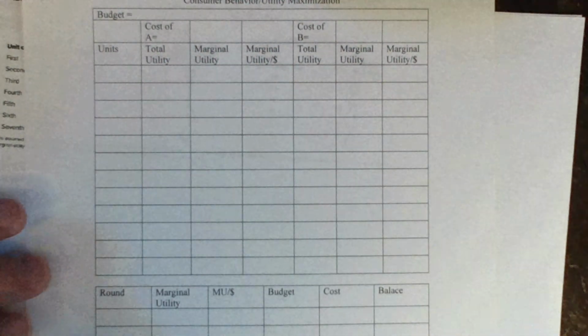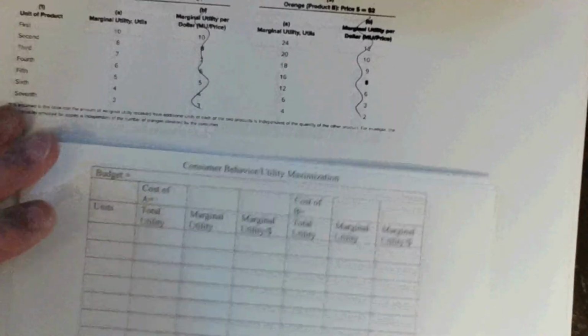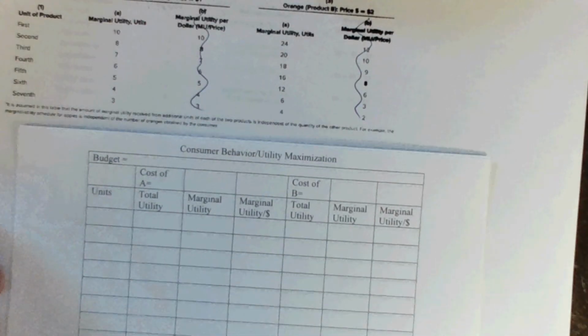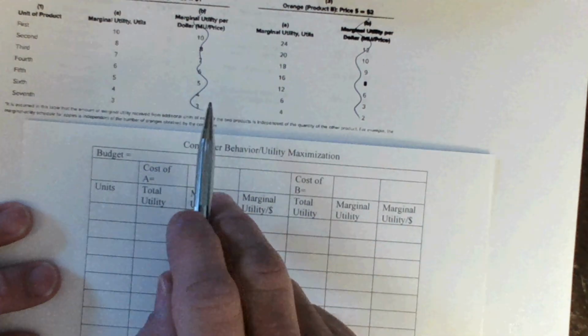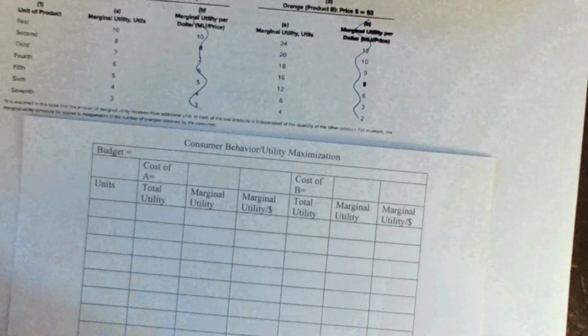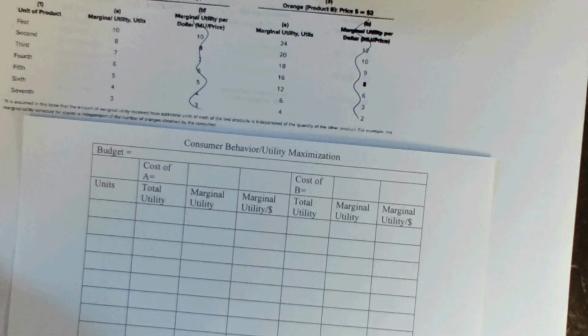Right? So that's just setting the problem up, and in the next video we're going to work through this problem, complete the table until we have marginal utility per dollar of both of them equal.